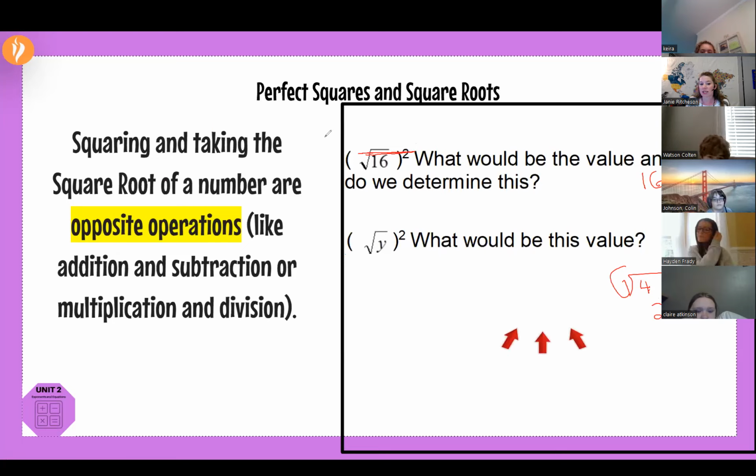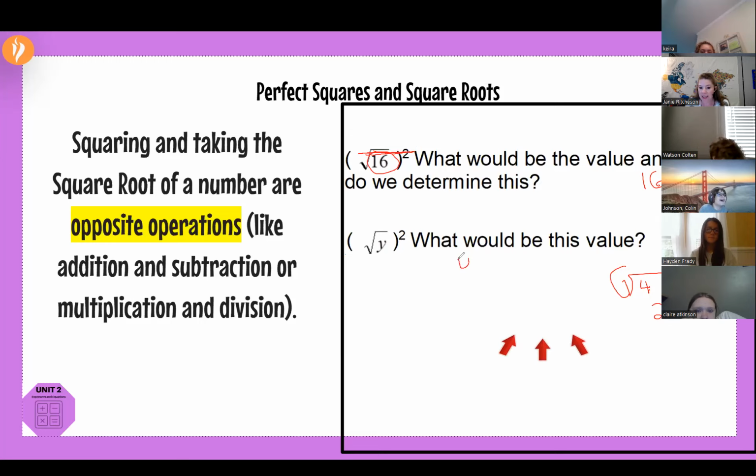So anytime you see a radical to the second power, if you ever see a radical to the second power, those two things cancel each other out, and the answer is whatever is under the radical. Okay? So what's the second question? What is the square root of y squared? What is the answer?